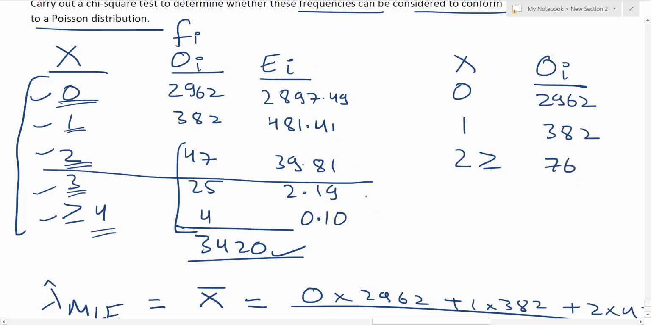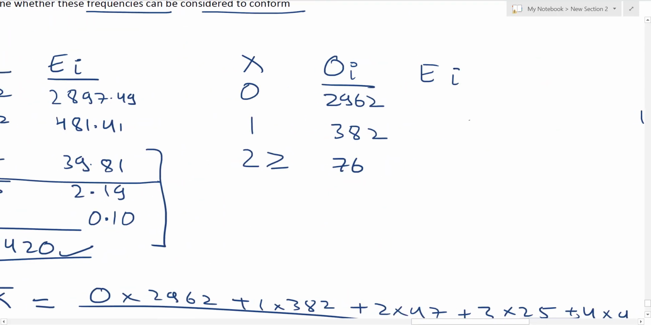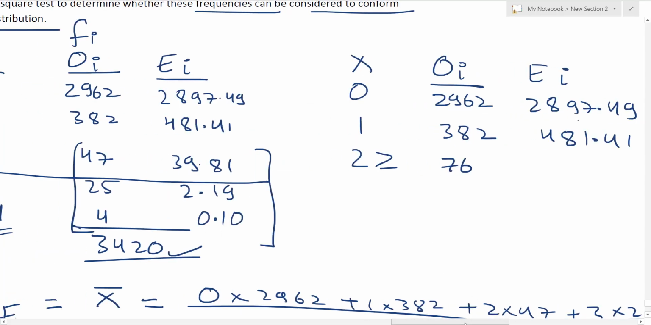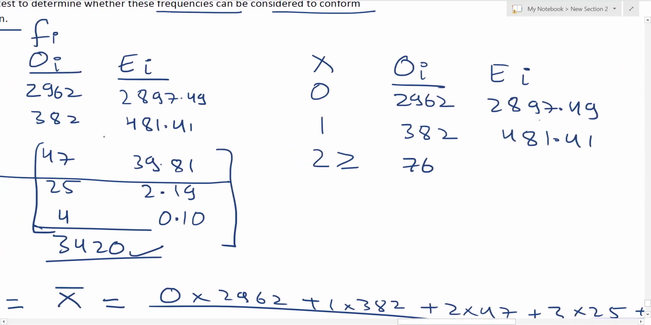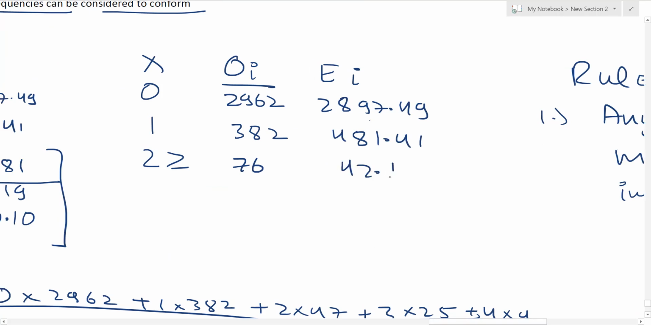Now EI, I need to add these three, obviously the last three. So EI, you write the correct first two values. It's 2897.49. Okay, and then you have got 481.41. Cool, fine. And this last one, you see, you have to add these three: 39.81 plus 2.19 plus 0.1. Okay, so your value comes out to be 42.1. Cool. 42.1 is your last value. Now this is your revised table.